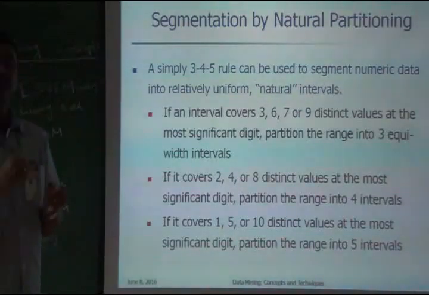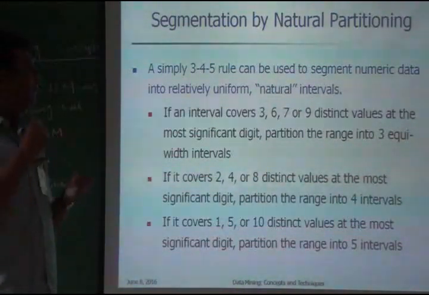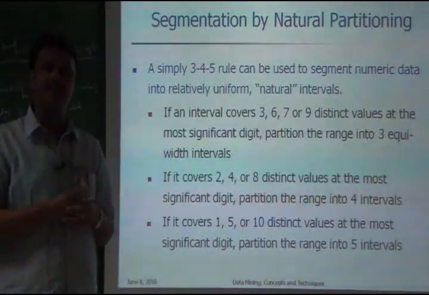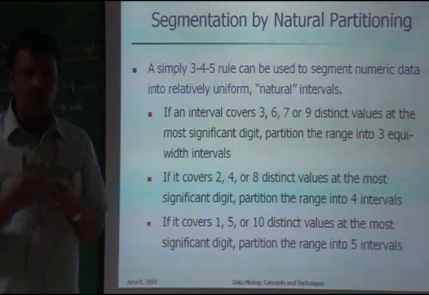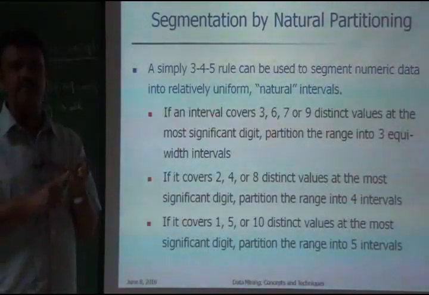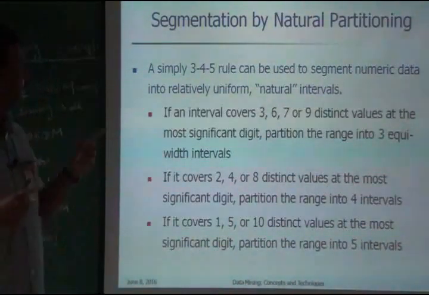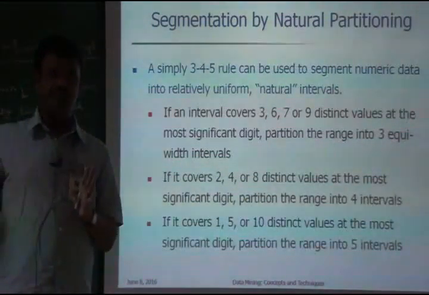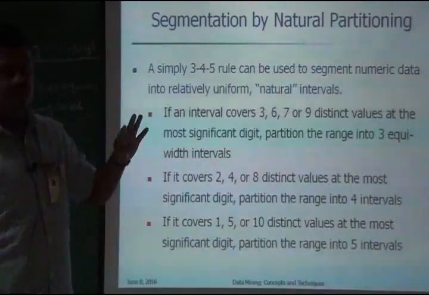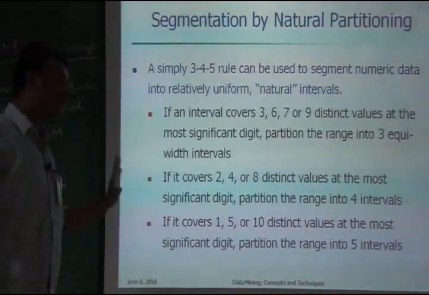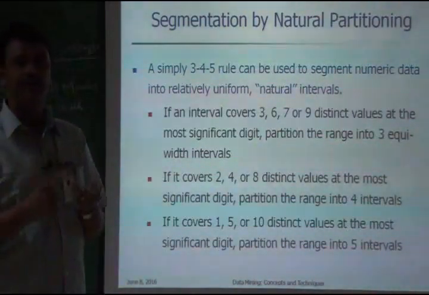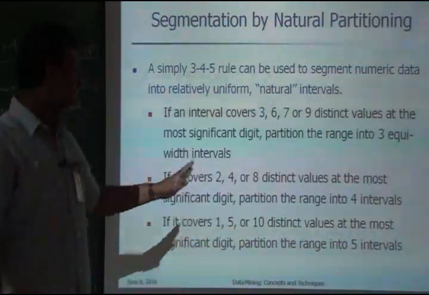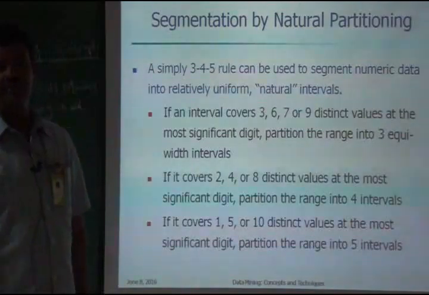What do we mean by the 3-4-5 rule? If an interval covers 3, 6, 7 or 9 distinct values at the most significant digit, we partition the range into 3 equi-width intervals. If an interval covers 2, 4 or 8 distinct values at the most significant digit, we partition the range into 4 equi-width intervals. If an interval covers 1, 5 or 10 distinct values at the most significant digit, we partition the range into 5 intervals.